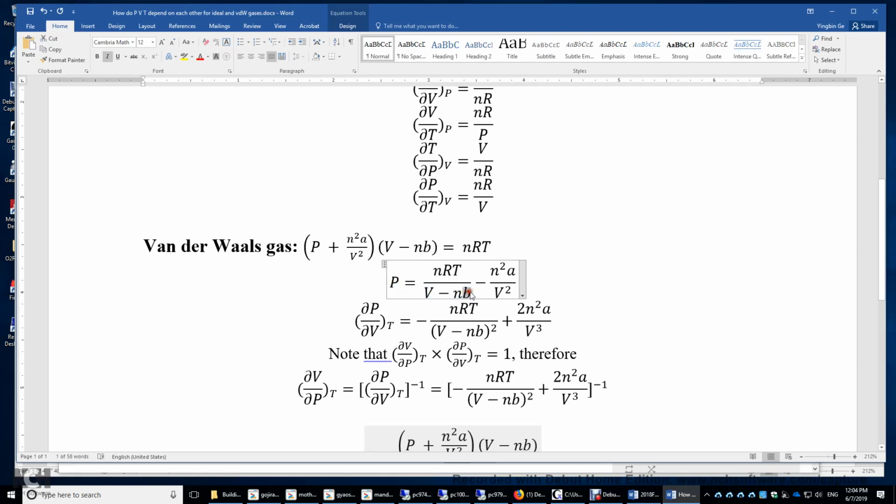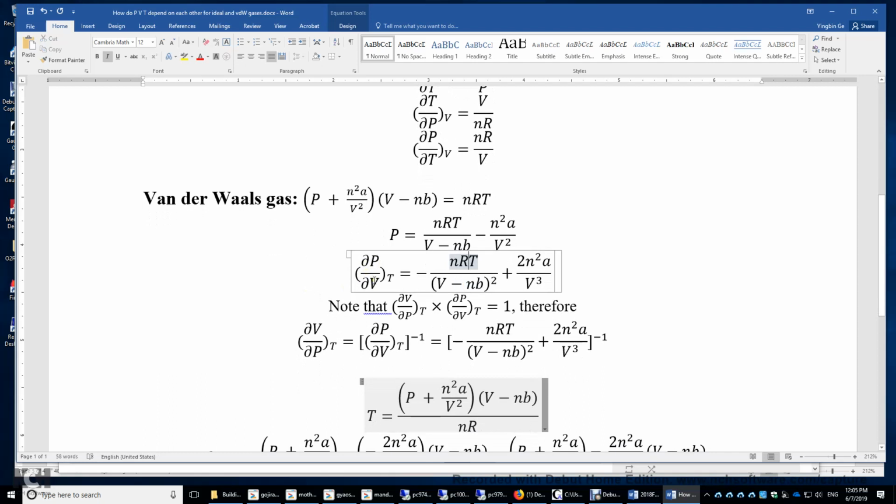Therefore, this B accounts for the repulsion between the gas particles, and also again B is roughly the molar volume of the same gas particle in the liquid or solid phase. Alright, and V minus nB is simply the available space for the gas particles. So how do we do delta P over delta V? Again, we have to hold temperature constant.